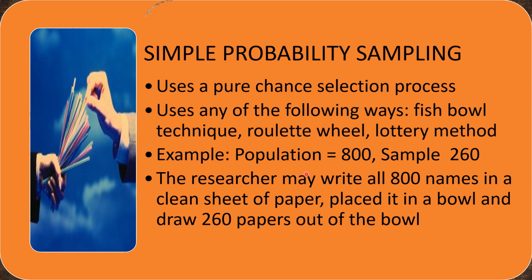Example, you have a total population of 800 and a sample size of 260. As a researcher, you may write all 800 names on a clean sheet of paper, place them in a bowl, and draw 260 papers out of the bowl. So in this procedure, as you can see, it does not have any biases. So you have a pure chance selection process.